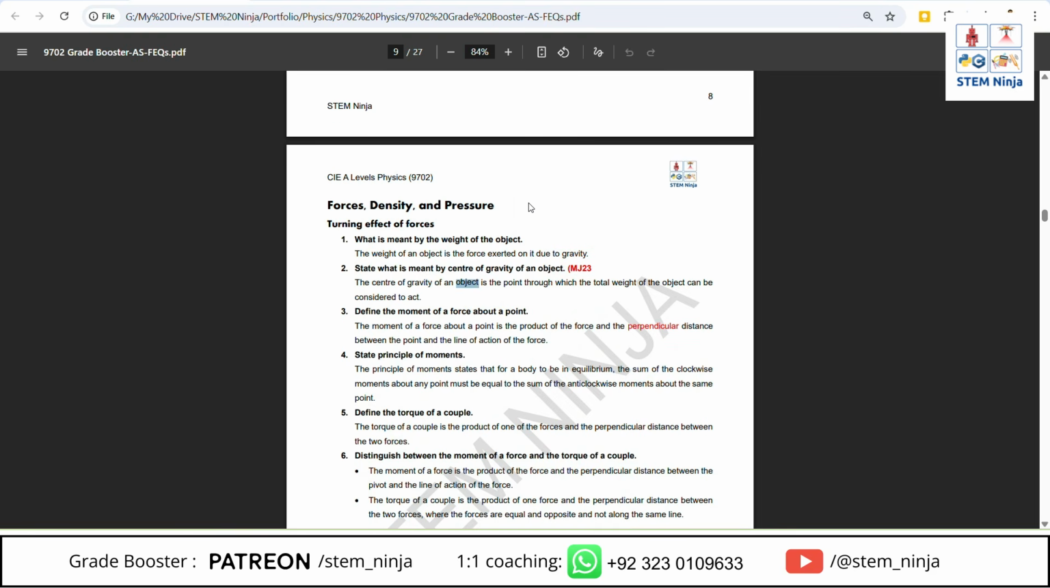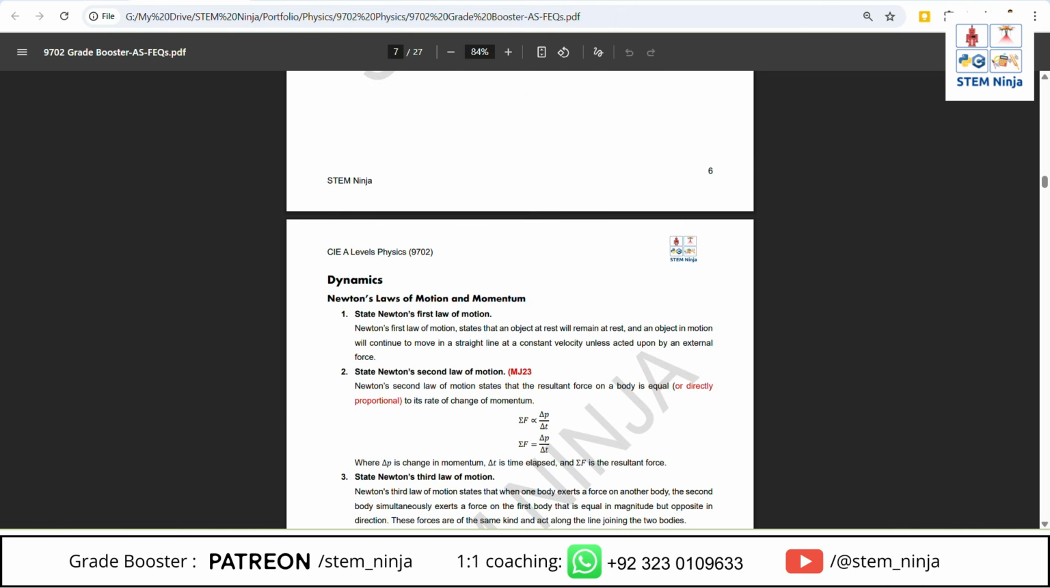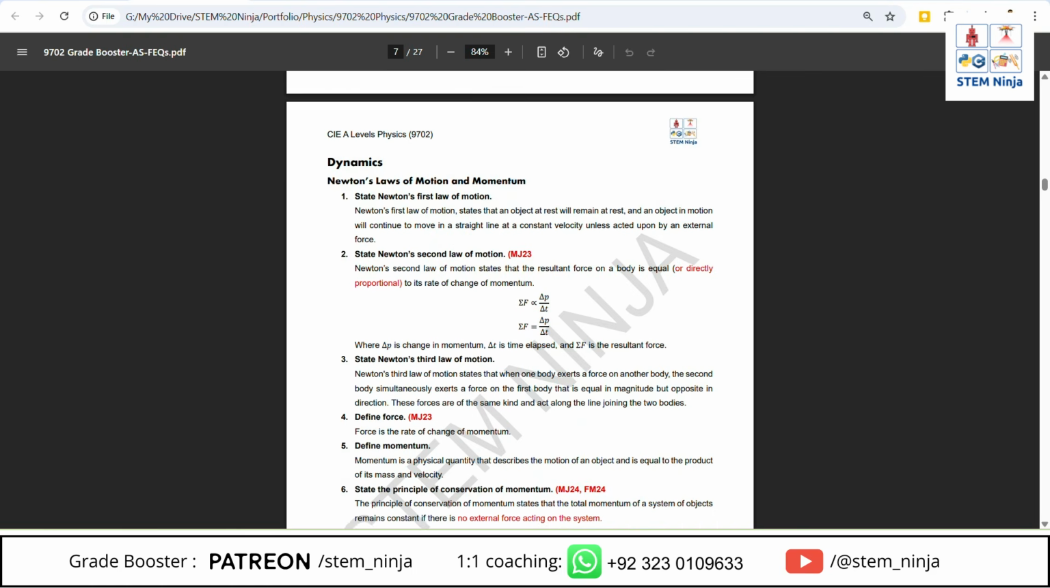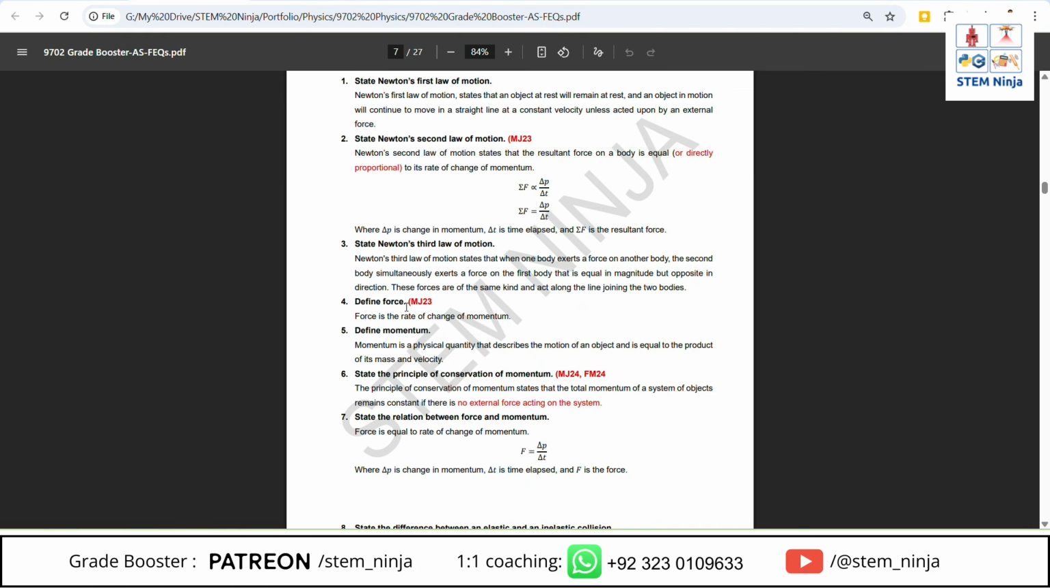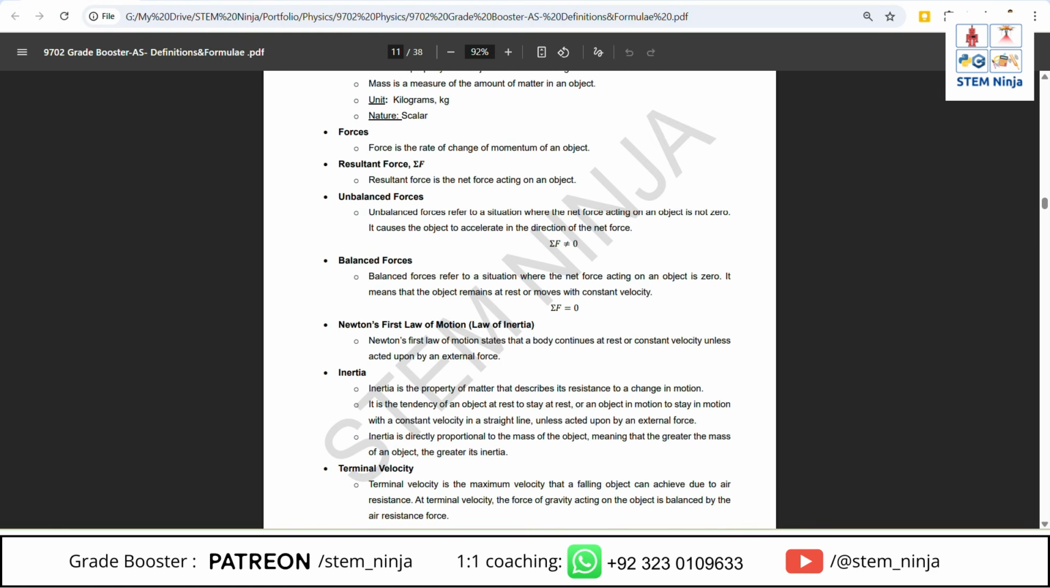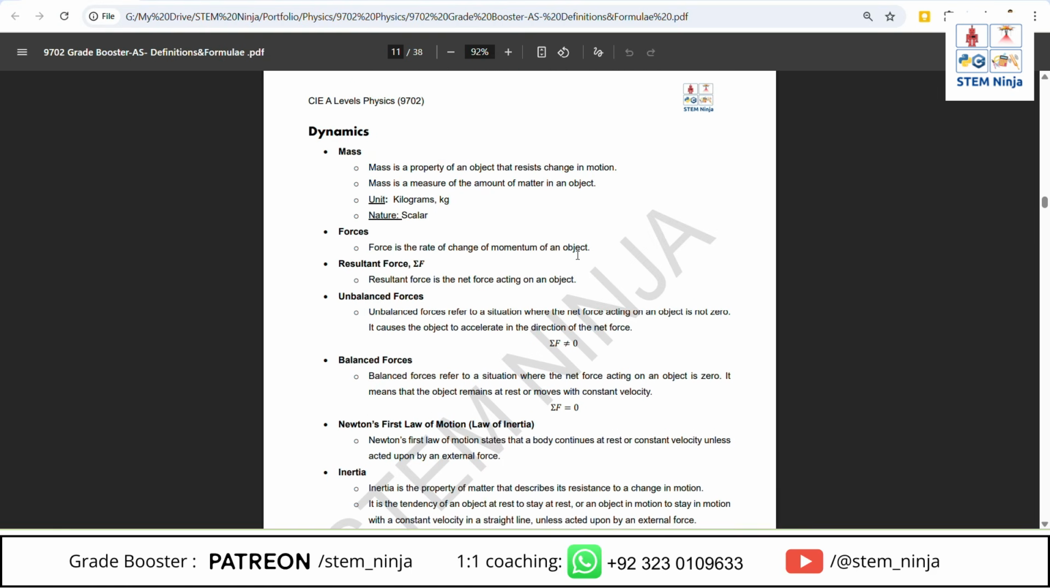Again, you will find this definition in multiple places. Force is the rate of change of momentum. Force is the rate of change of momentum. Okay, both places.